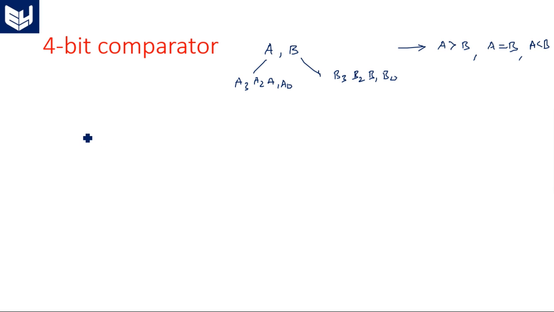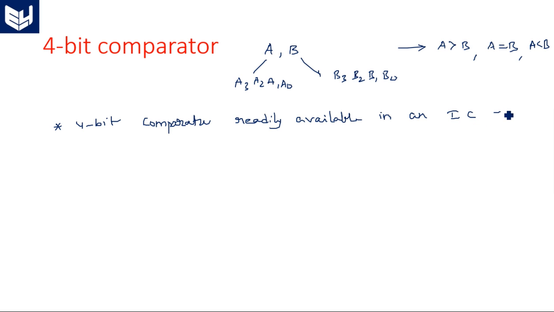Now this 4-bit comparator is readily available in an integrated circuit format with an IC number of 7485. The 4-bit comparator is readily available in an IC, integrated circuit, 7485. See here, the IC looks like this.